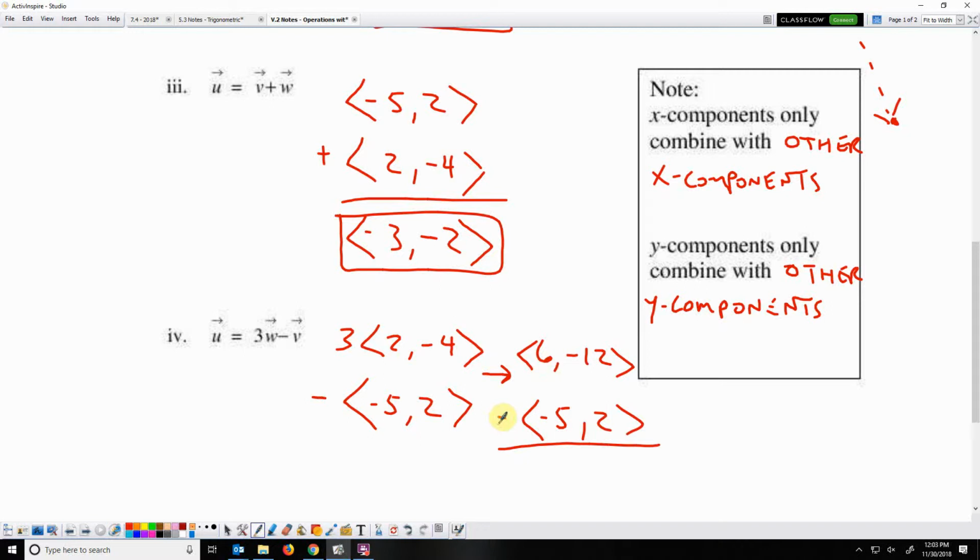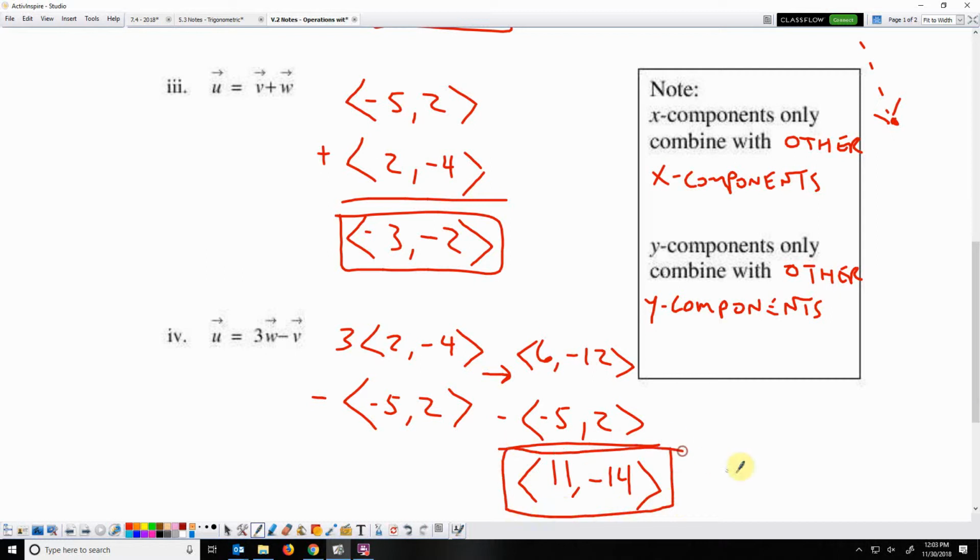So we have 6 minus negative 5, which is 11. So from the tail, this vector goes right 11. And then negative 12 minus 2 is negative 14. So from the tail, it goes right 11 and down 14.